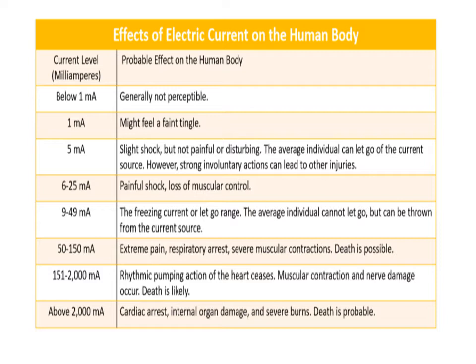9 to 49 milliamperes, the freezing current or let go range. That means the average individual cannot let go but can be thrown from the current source. 50 to 150, extreme pain, respiratory arrest, severe muscular contraction. Death is possible here. Next, 151 to 2000 milliamperes, rhythmic pumping action of the heart ceases, muscular contraction and nerve damage occur. Death is likely. Above 2000 milliamperes, cardiac arrest, internal organ damage and severe burns, death is probable.